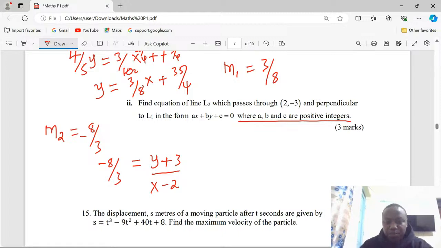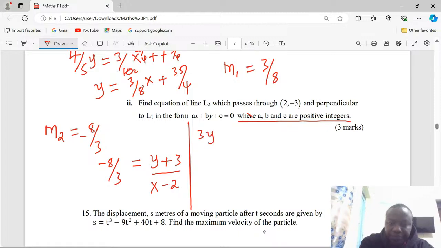After this, we can cross multiply, meaning that we shall have 3y plus 9 equals -8x plus 16. Now we can arrange the equation so that it may take the format which is described up there. So we begin with the part with x. That means it will come to this side and become positive.